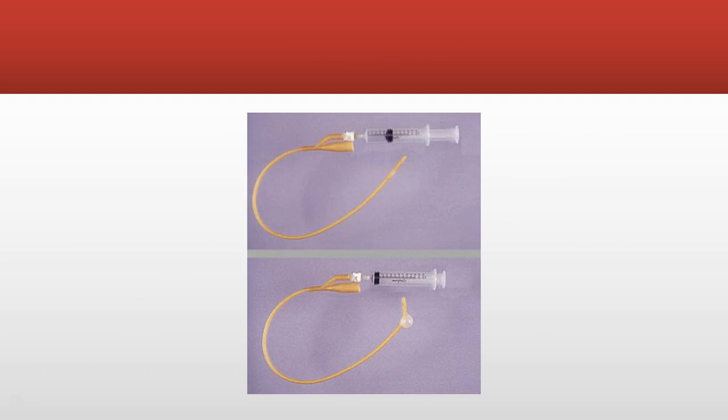Here is a picture of a catheter. The top picture illustrates the catheter before sterile water is inserted. The bottom illustrates the sterile water-filled balloon at the tip of the catheter. This balloon will help keep the catheter in place, but can be pulled out if tugged too much.